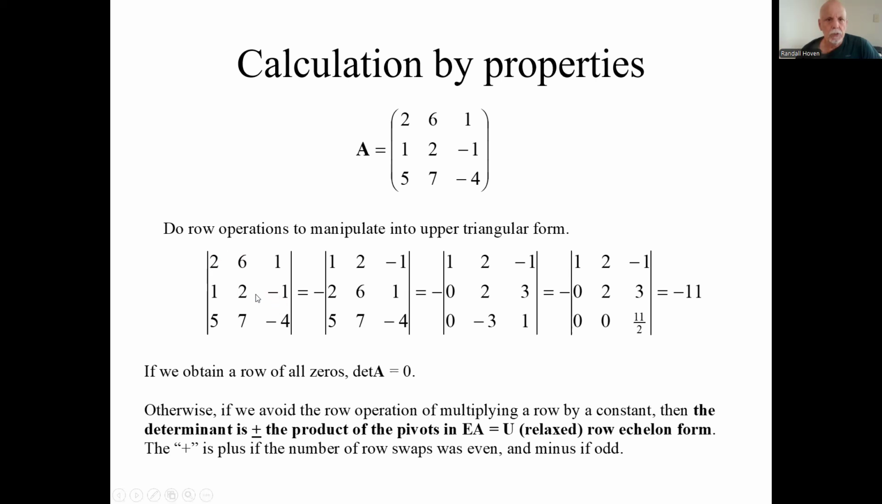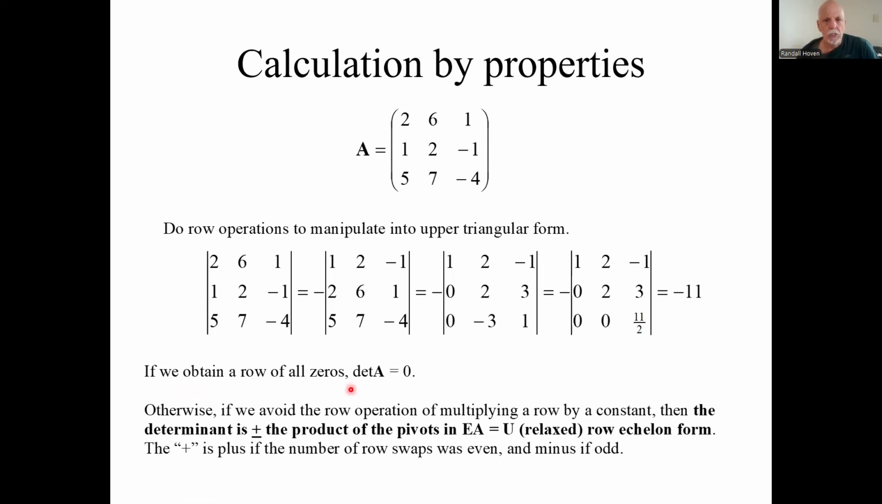So if I go through this, first I'll swap the first 2 rows, so I get a minus sign here. Then I do elimination. Let's see, I'm going to subtract twice row 1 from row 2 and 5 times row 1 from row 3. I get this. Do stuff one more time and you get this. Now it's triangular. I can multiply the diagonal terms. I get minus 11. I calculated the determinant just from the properties and doing some elimination steps.